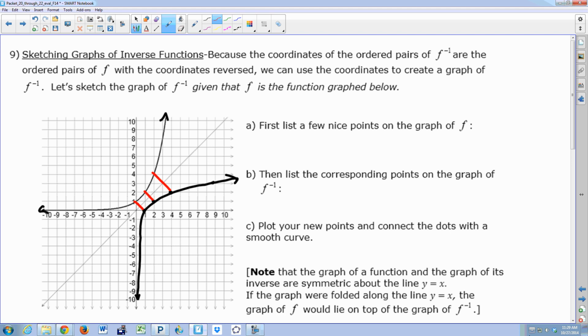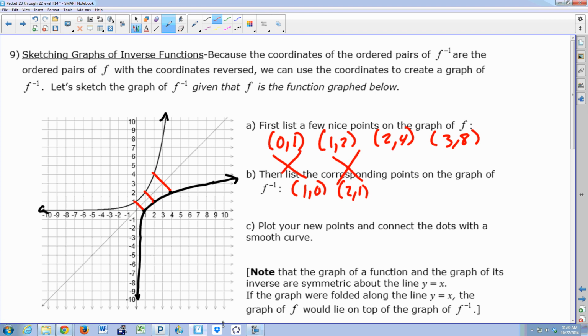For example, on my original graph, I have my y-intercept 0, 1. I have the point 1, 2. I have the point 2, 4. And I have the point 3, 8. And then you can do the interchanging idea. On your inverse, this now becomes 1, 0. So look, your y-intercept becomes your x-intercept. 1, 2 becomes 2, 1.